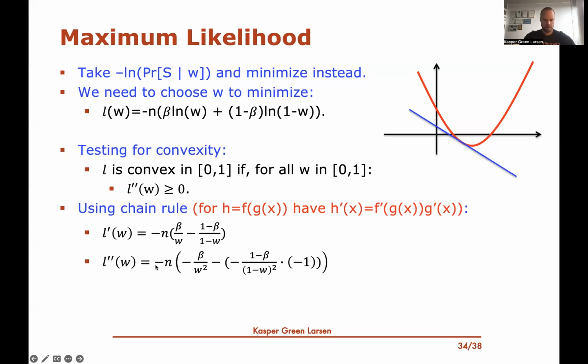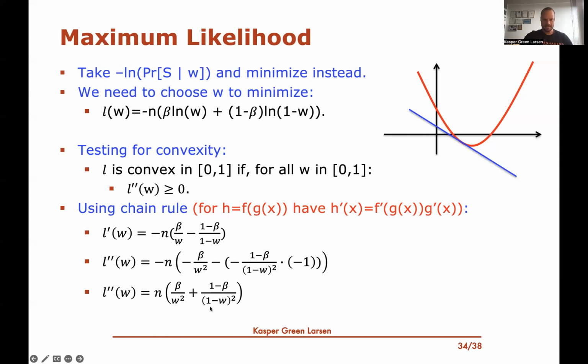Now we have an expression with a lot of minuses, where some of them cancel out. If we simplify it, there are 2 minuses in the first term, so that just becomes a plus. In the second term, there are 4 minuses, so it becomes a plus. And so this is the second derivative. Now we have an expression for the second derivative, and we need to test that this is non-negative, at least between 0 and 1.